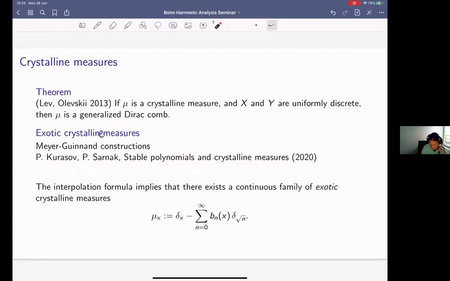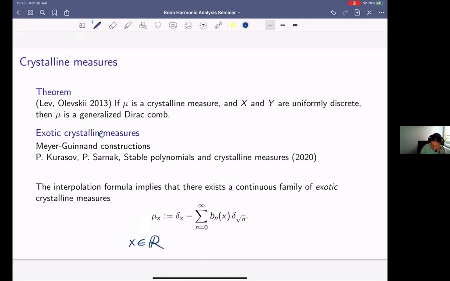Now the interpolation formulas which I spoke about before also give us a family of exotic crystalline measures. Of course, if the measures are exotic, it means that they cannot satisfy the conditions of the theorem of Lev and Olevskii, so the uniformly discrete condition cannot be satisfied. What is nice about our family of crystalline measures is that we have one point x, so we have a measure mu indexed by this point x, and x is any point on the real line.